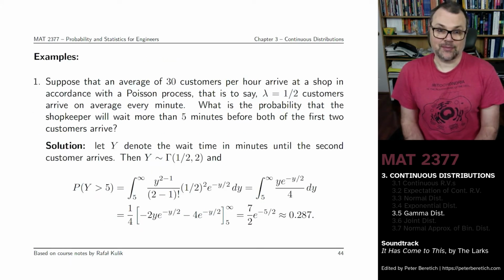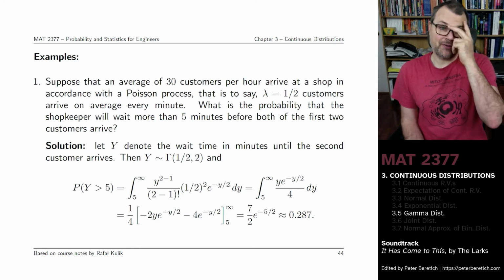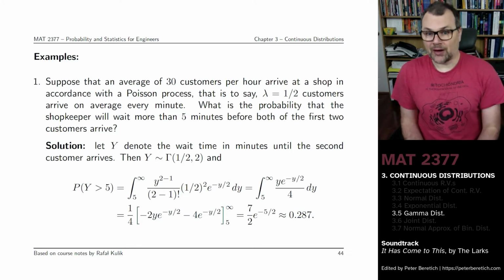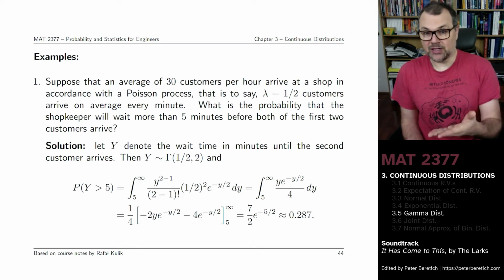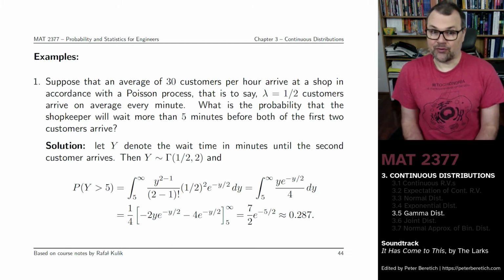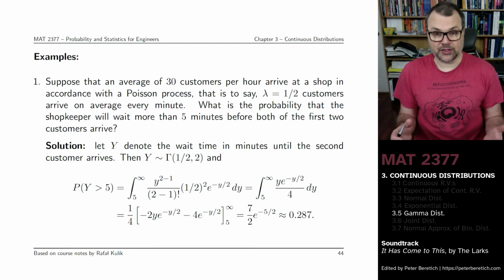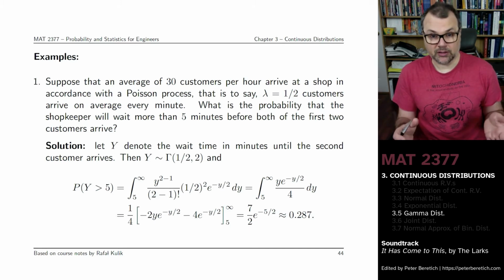Well, as an example, let's say that you know that on average 30 customers per hour arrive at a shop following some sort of Poisson process. So you have a lambda. The lambda would be half a customer on average every minute. Here we're making the decision that the unit of time will be the minute.